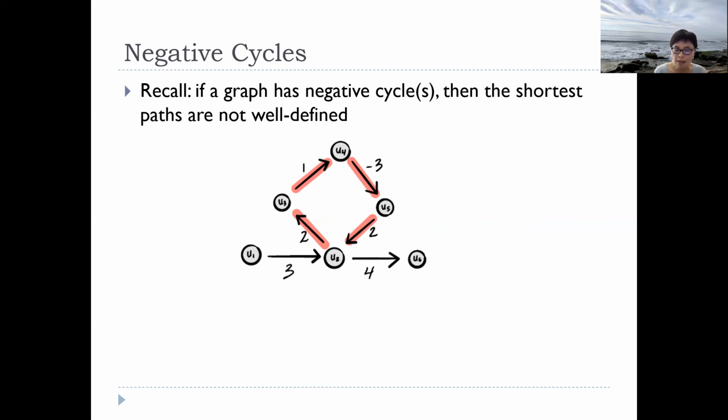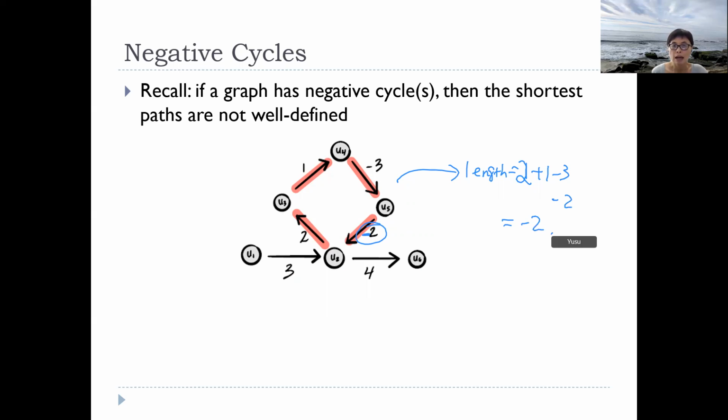Well, remember that if I have a negative cycle, like in this case, it should be -2, sorry. This should be -2. So this is a negative cycle, because if I go around here, the length of the cycle is 2 plus 1 minus 3 minus 2, which is -2. So this is a negative cycle.